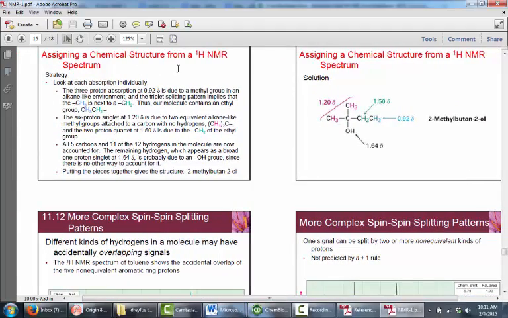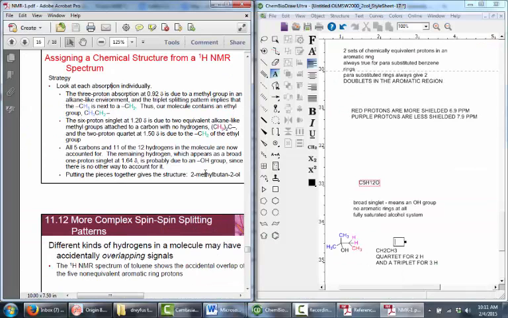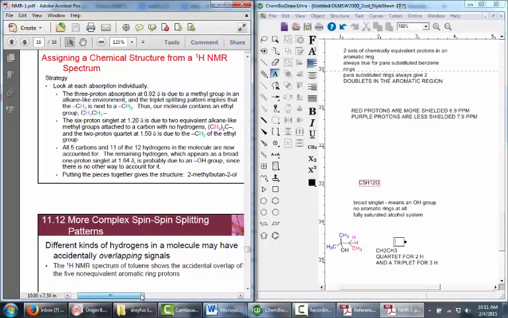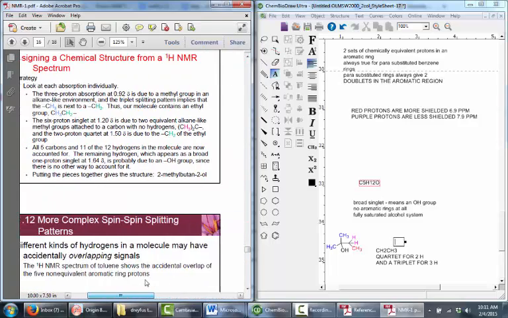Look at each absorption individually. So this is the strategy here. The 3-proton environment is a methyl group. Okay. So you can go through this logic here as well, and you get a structure that looks like this. So we were right. Good job, guys. Nice job.